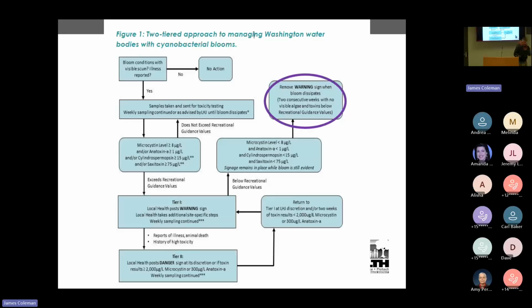And then once we post those signs, we keep testing the water every week. Once the toxin level drops below the threshold for 2 consecutive weeks, then we remove the signs and test less frequently. Anyway, once we have confirmed for a couple of weeks that the toxin levels have dropped, we remove the signs and just continue with our routine monitoring.